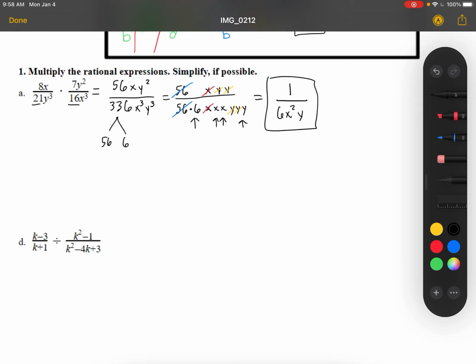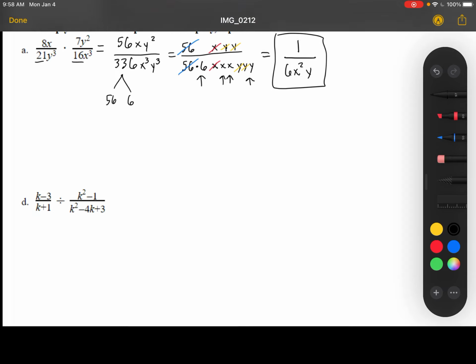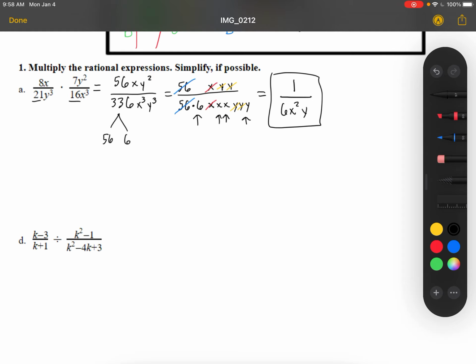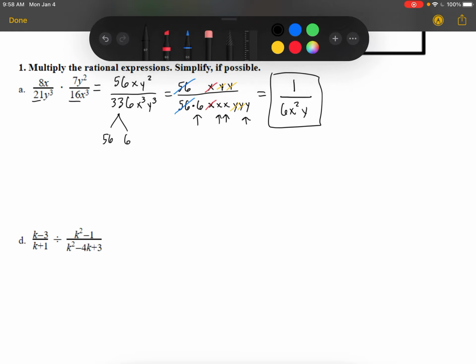So to recap, again, that is the simplification. That's a review of last week. But doing the multiplication for that first step, that's the new stuff. That's today's basically objective. That's what you really want to get out of this video, is being able to multiply straight across.